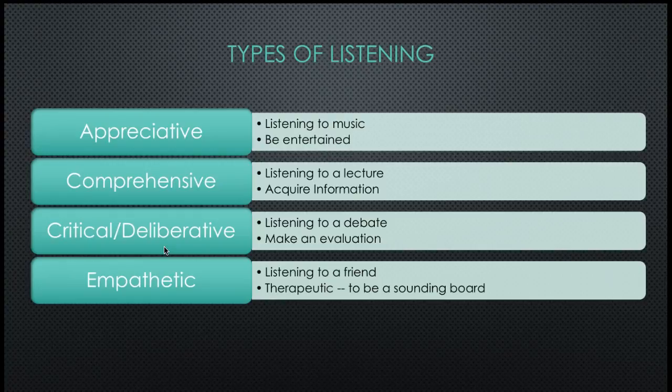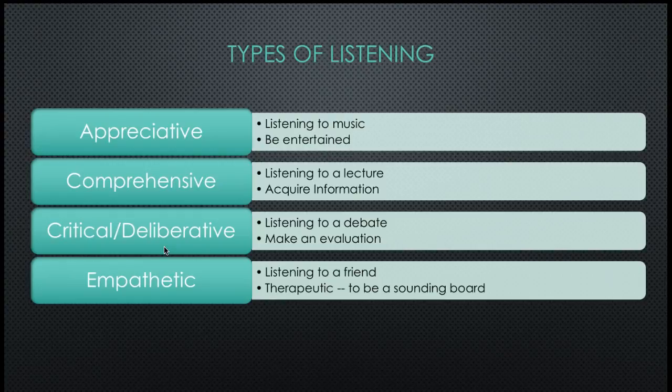The empathetic model uses both the peripheral and the central route. So this is kind of a hybrid model where we use some aspects of appreciative, some aspects of comprehensive, and then critical and deliberative. Empathetic is where we're listening as a support to build relationships with others and listening for intrinsic reward or value. So it's therapeutic. Sometimes we're there just to be a sounding board and nod our head. Sometimes we're there to acquire information. Sometimes we're there to make an evaluation. Sometimes we're there to be entertained.